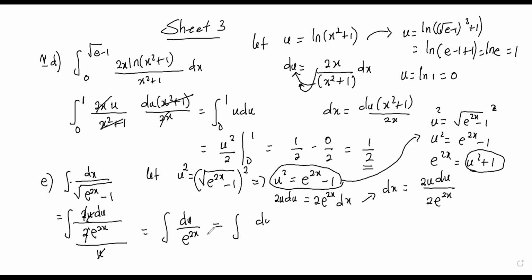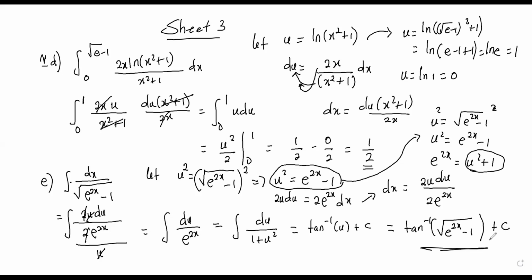So we'll have du over 1 plus u squared. And the only integral that looks like this is tan inverse of u plus c. But what is our u? Our u is the whole root of e^(2x) minus 1, and then plus c. You see that, right?